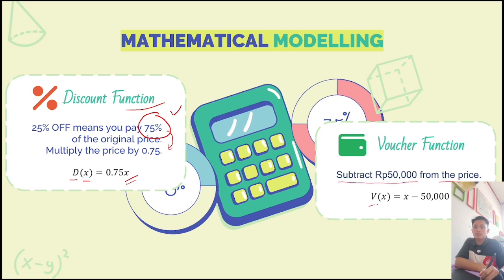So let's call it phi x equals x minus 50,000. Okay, so this is our voucher function and this is our discount function. Now we save this, we're going to use this in our composite function.